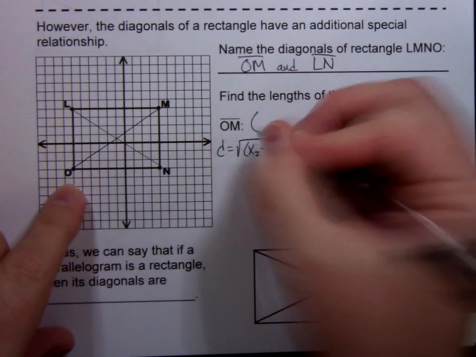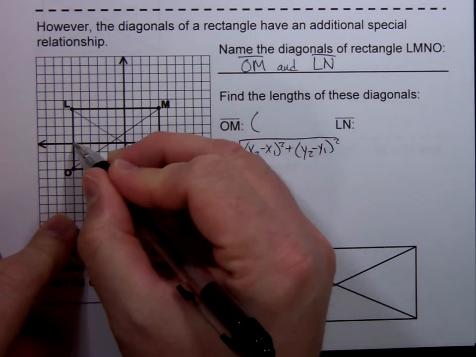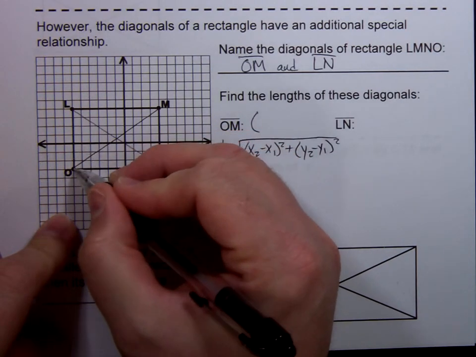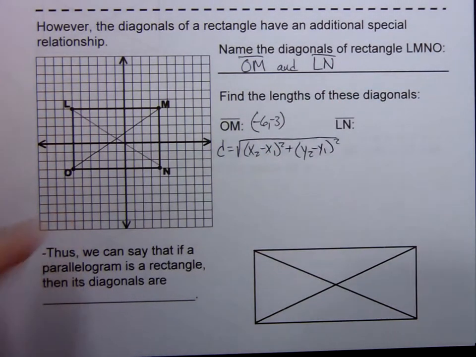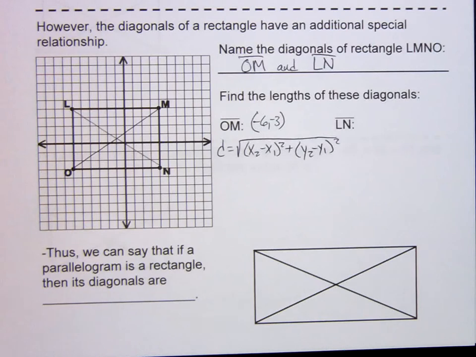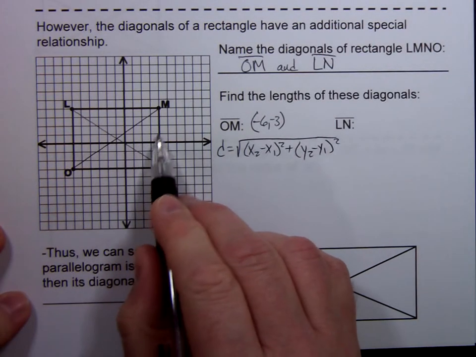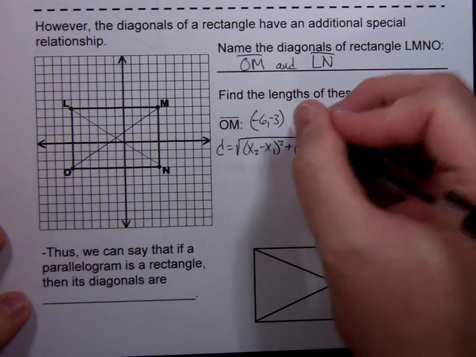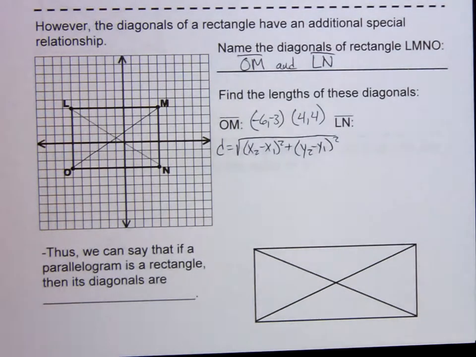So for O, the coordinates are -6, -3. When we go to the left, that's a negative number, and we go down, that's a negative number. Okay, for M, 4, 4. M is at the coordinates 4, 4. We go to the right, that's positive, up is positive.